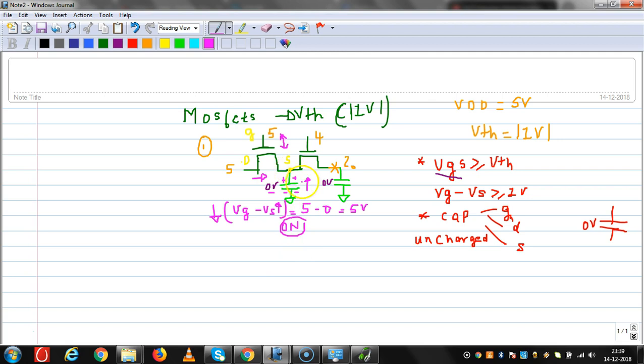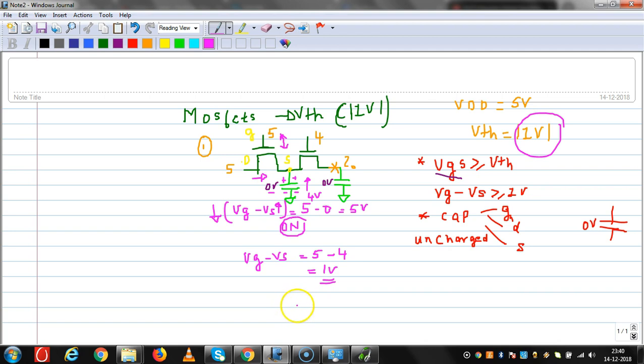Let's say now that this point charges all the way up to 4 volts. Now once you have 4 volts across this capacitor, what is the gate to source voltage again? The gate to source voltage is again 5, but the source voltage is 4. That gives me 1 volt. So what is this 1 volt? 1 volt is my threshold voltage. It means the moment this capacitor gets charged to 4 volts, that is the critical point. There cannot be any current which can flow between drain to source beyond this point.